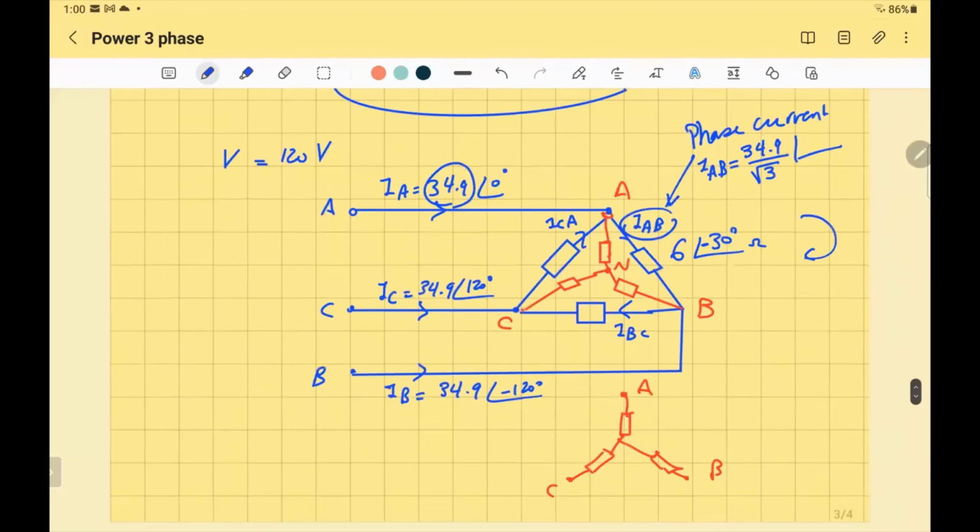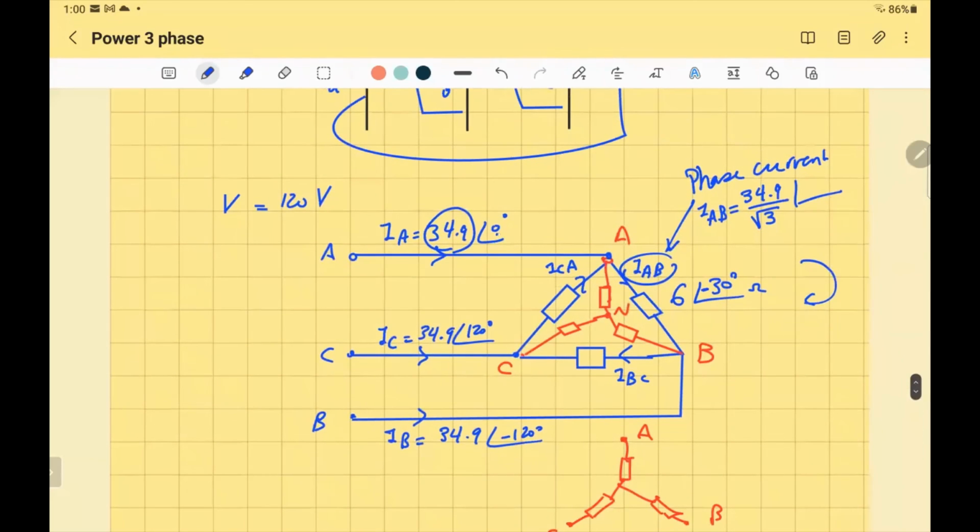All right. So I add to the 0 30 degrees, and that will be the first phase current. 34.9 over square root of 3. Let me just calculate. I got 20.1. Say 20, so it's almost 20. Angle 30. And that's IAB, the phase current in delta.